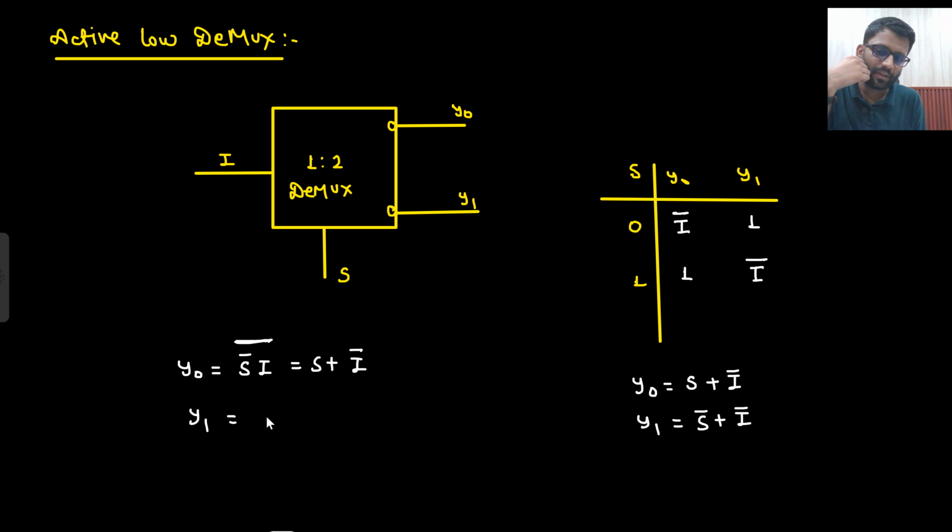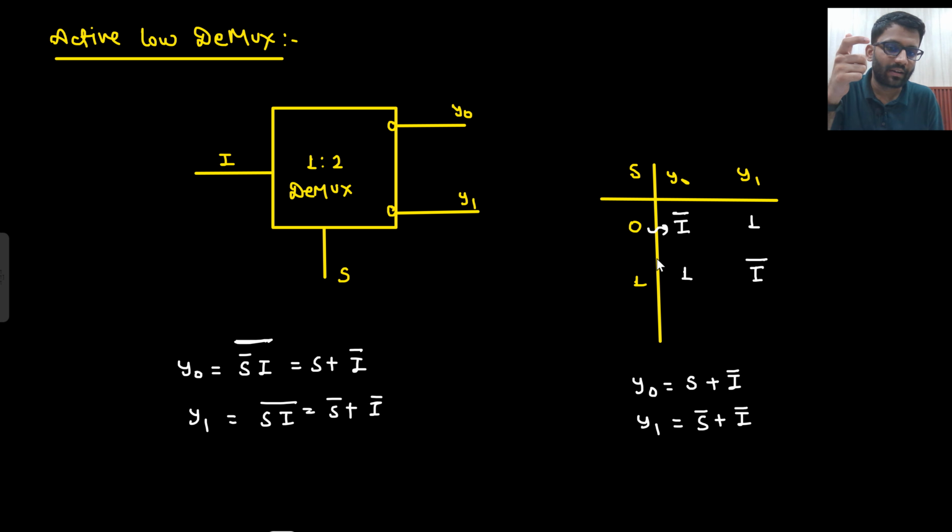What about y1? Y1 would have been S into I. Just take bar of that. What you will get? S bar plus I bar. Okay. So from here only we can write in this manner. Well and good. Or if you directly want to write it down from the max terms, from max term also we can write it down.